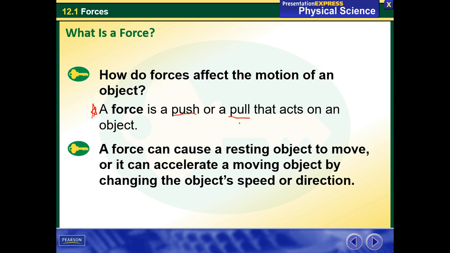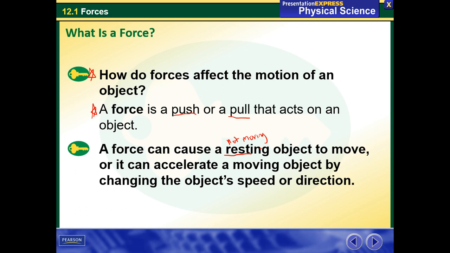So, how do forces affect the motion of an object now? And that's our key question. Just a gentle reminder, key questions often appear on tests as short answers or multiple choice, so you typically do see them. So, how do forces affect motion? Well, if the object is resting, which means that it is not moving, a force can cause that object to start to move. So it can start to roll or push or move in any way.